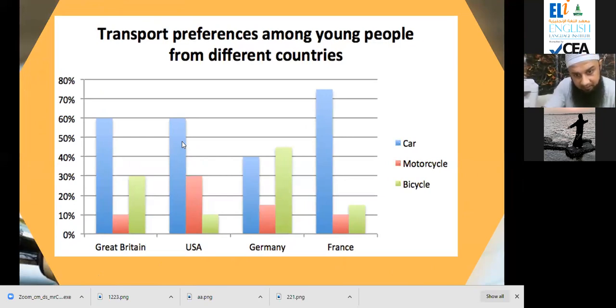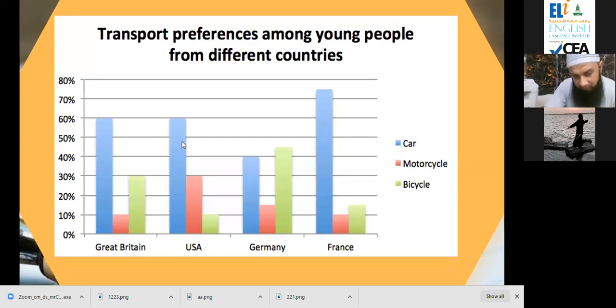See, the car is on the highest level. Then the bicycle is in the middle. The least is motorcycle. Where? In Great Britain, UK. In France, similar to the UK. Germany, a little bit higher than these two countries. The USA has the highest number of motorcycle users. And car users are the highest in France. Check these blue ones. Where they're similar, in Great Britain and USA, the 60%, they're the same.